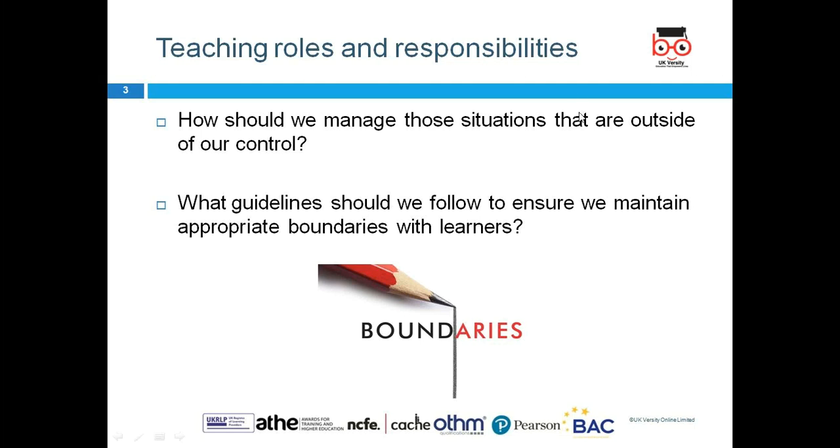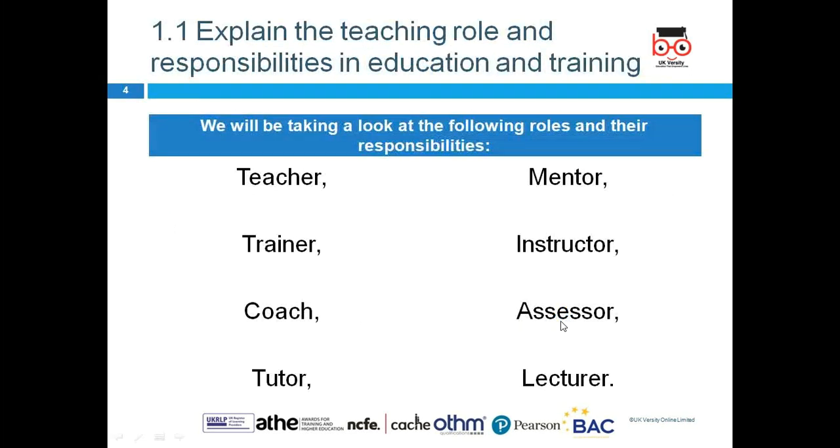So when we have situations that are outside our control, we've got to see how we can actually manage them. What sort of boundaries we put into place, what sort of guidelines we're going to put in. So when we're going forward, we're going to look at the roles of lots of different teaching professionals and what their actual responsibilities are. Well, it depends on the situation, isn't it? It does, exactly. So it really does depend on what situation you're in.